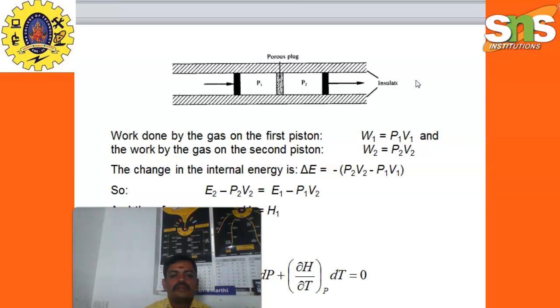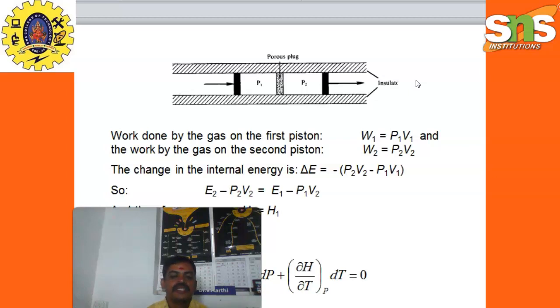The work done by the gas on the first position and by the gas on the second position: W1 equal to P1 V1 and W2 equal to P2 V2. The change in internal energy delta E is equal to P2 V2 minus P1 V1. The pressure differentiation: initial volume, final volume, initial pressure, final pressure.